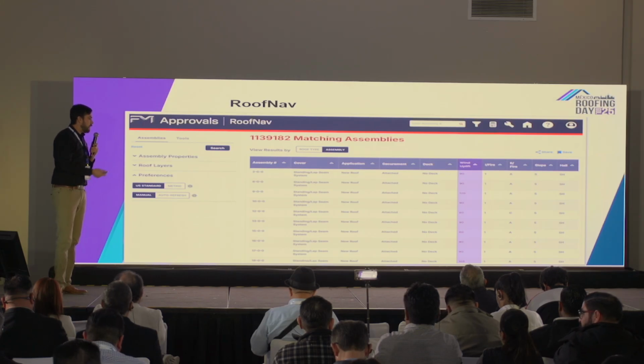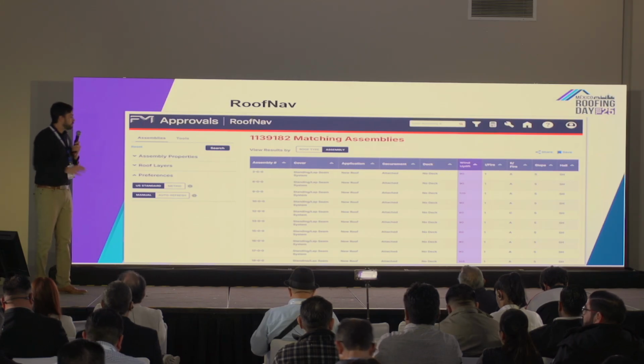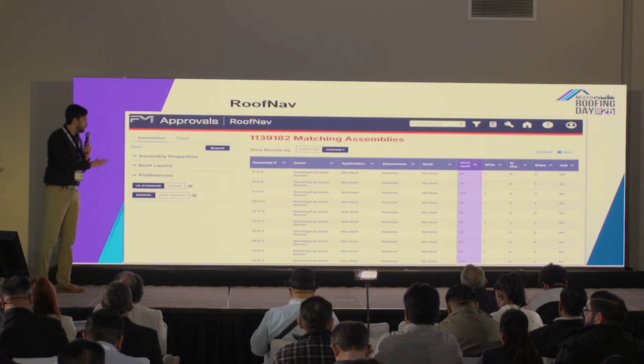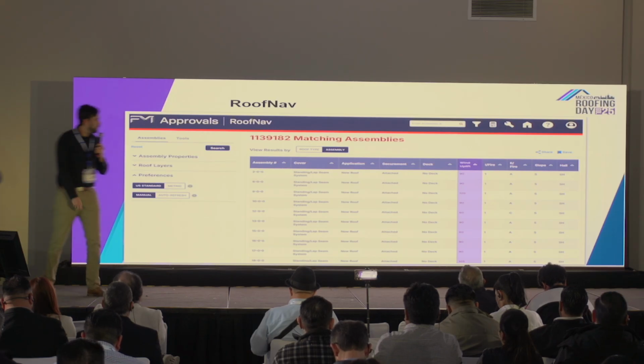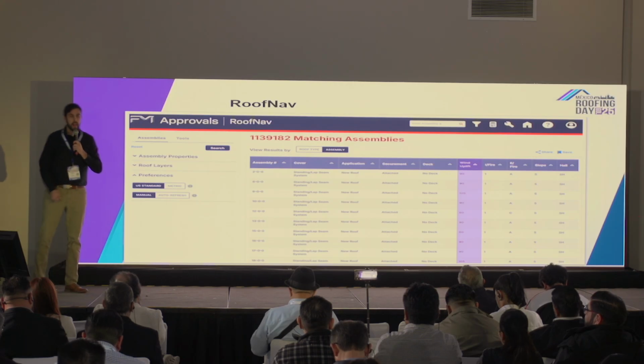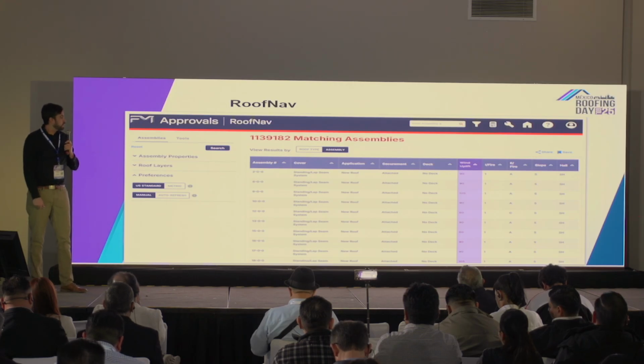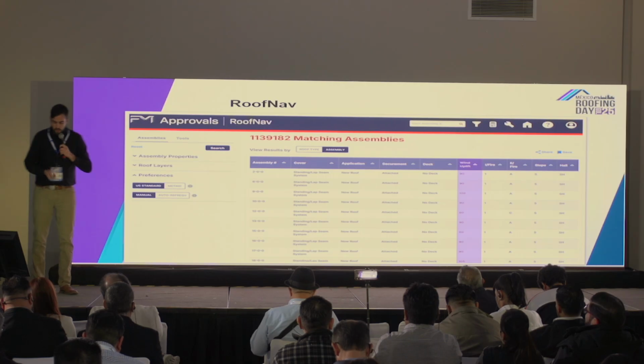It could be a concrete deck, but sometimes there's a little bit of difference when you look at the deck in the column. So I just wanted to highlight this for you guys.